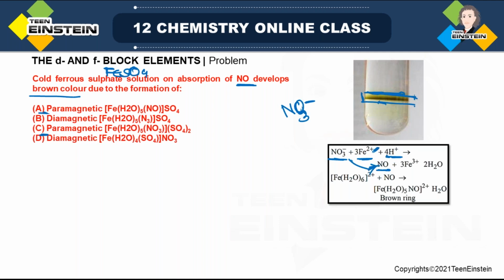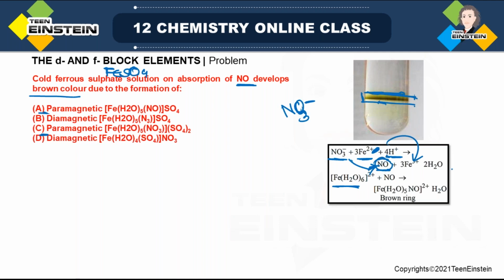And Fe2+ will be oxidized to Fe3+. So this is oxidation-reduction. Now this Fe2+, as you are doing the experiment in water medium, will be surrounded by water. So it is written as [Fe(H2O)6]2+.